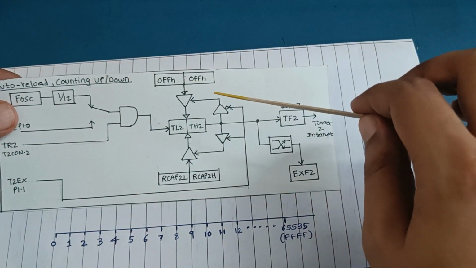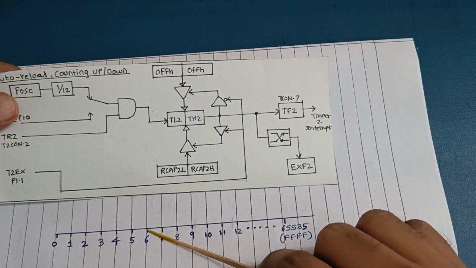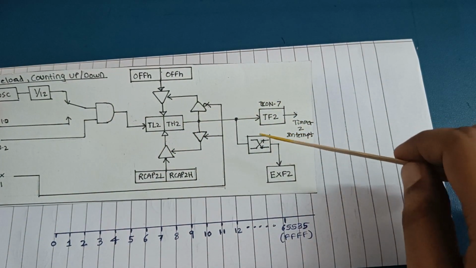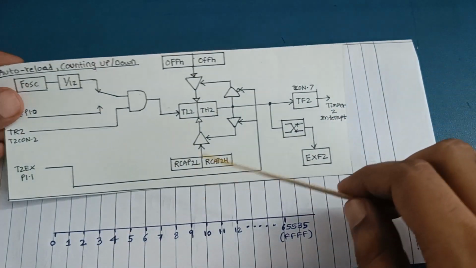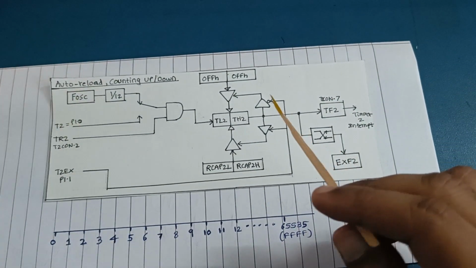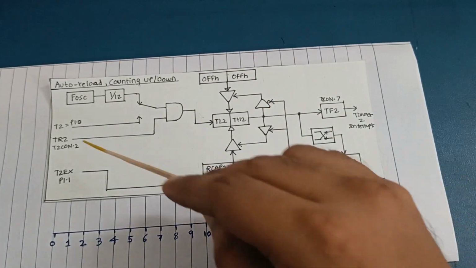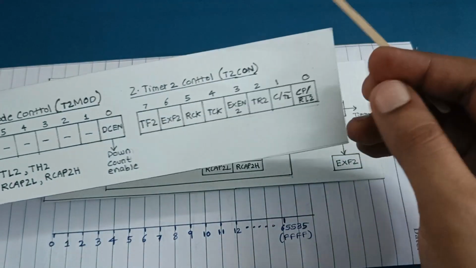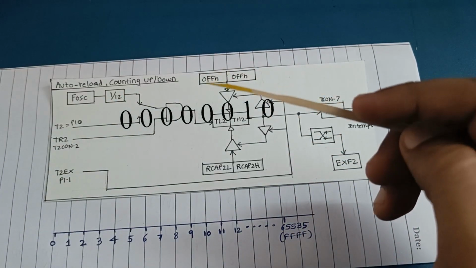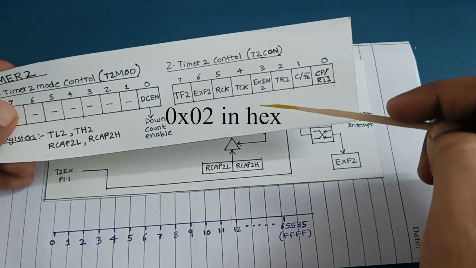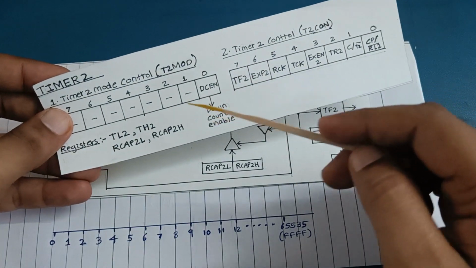So here, when the match occurs, the flag is set and the EXF2 flag is toggled in down counting. In this way it works. Now let's load the values. As we are using an external clock pulse to see how the counting registers increment, we will set this bit to 1. So T2CON will be 02 and T2MOD will be 01.